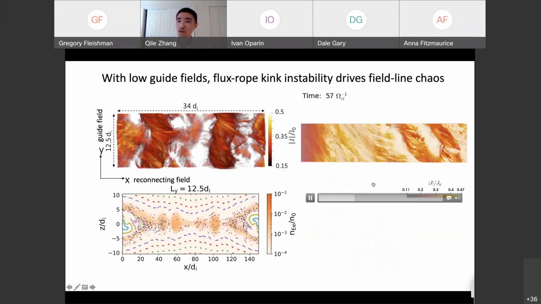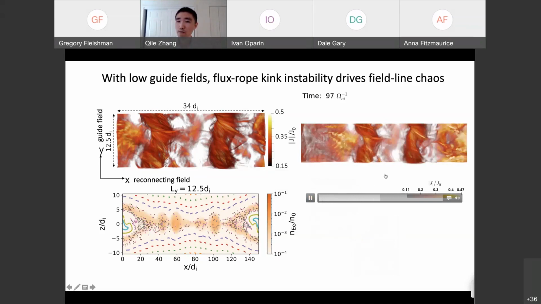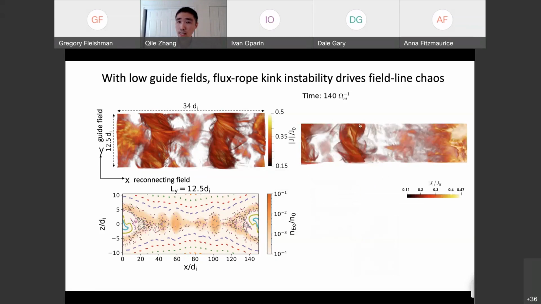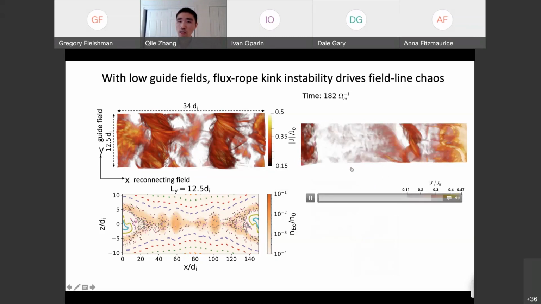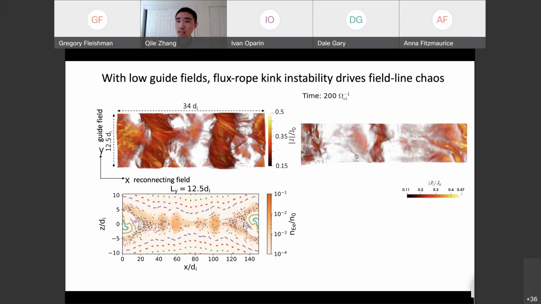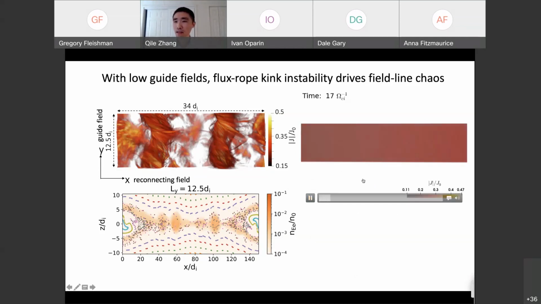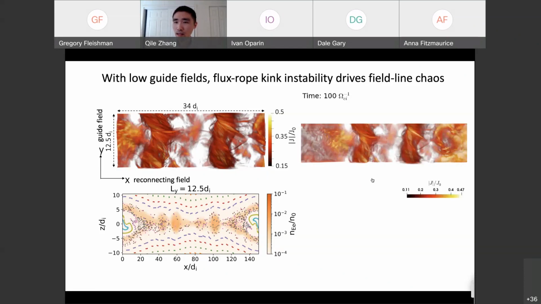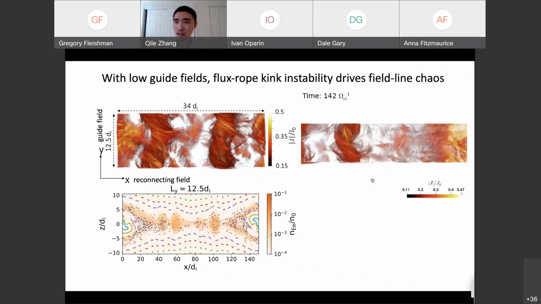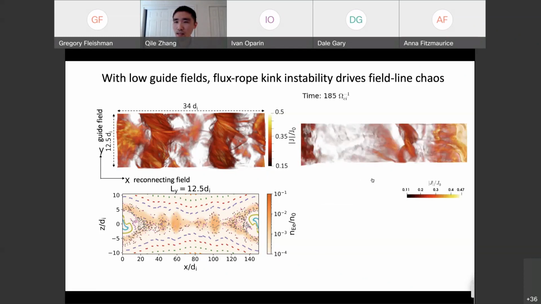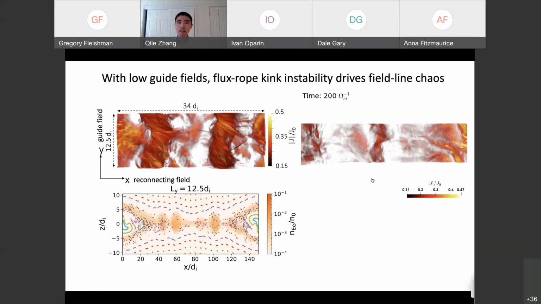So as we see, we zoom into one of the outflows that's flowing to the left, and we see these kinking flux ropes moving with the outflow while kinking to make the system turbulent. We can see again. Okay, so we see this flux rope kink instability is making these turbulent fluctuations.